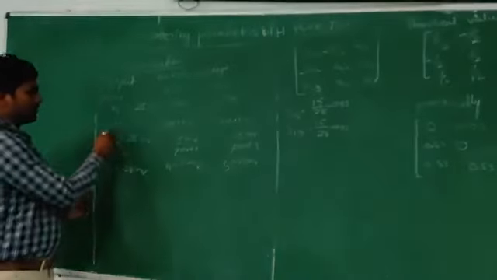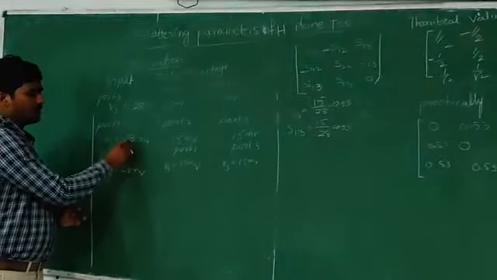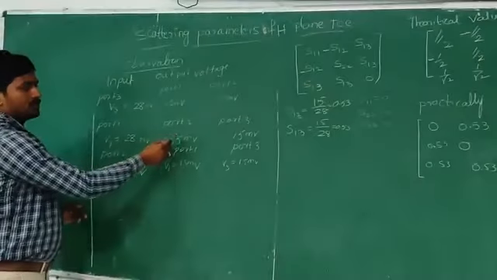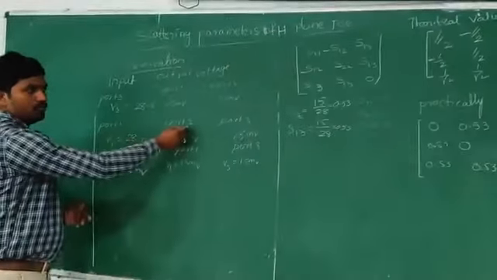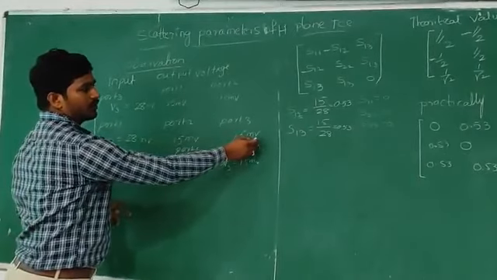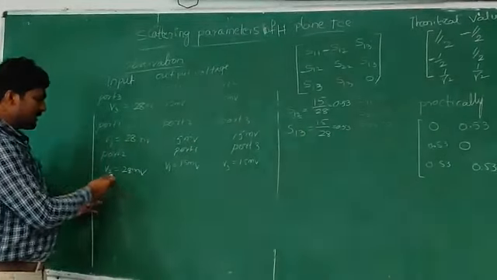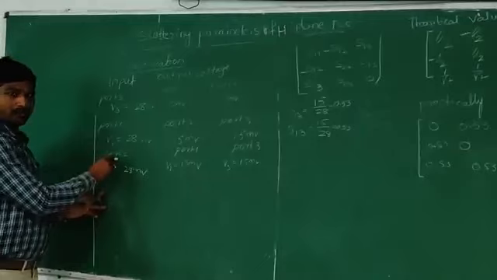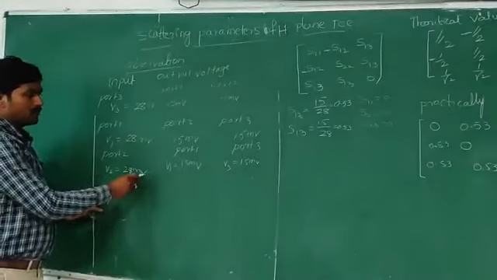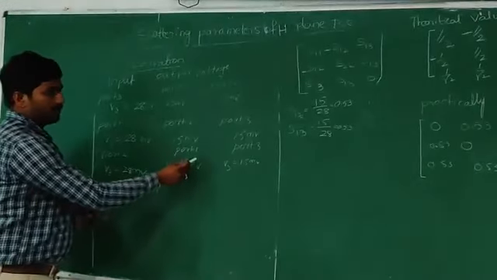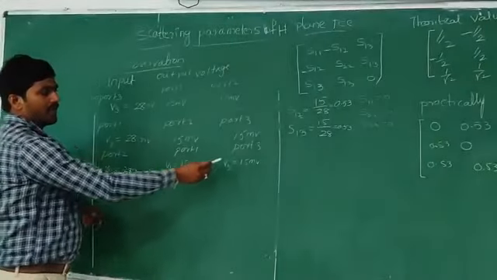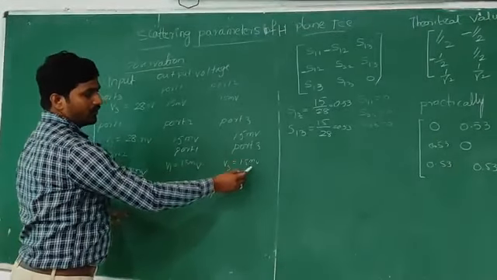After that, we connected the input to port 1, that is 28 millivolts. We got 15 millivolts at port 2 and 15 millivolts at port 3. Then at port 2 we connected the input, that is 28 millivolts. We got the output at port 1 as 15 millivolts and at port 3 we got 15 millivolts.